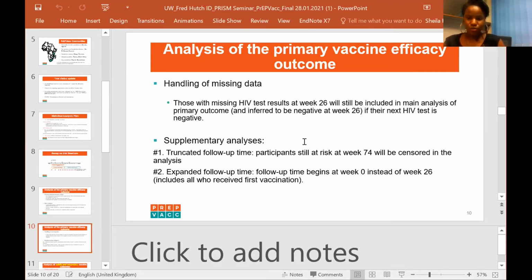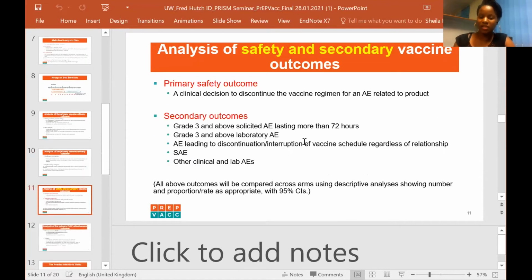And then we're also going to have a supplementary analysis, which will include all the data from week 0, including all the participants from week 0 with all their data. Follow-up begins at week 0 instead of 26, and we assess them to see when they seroconvert and if there's a difference in the two arms. So this would include all the participants who received any vaccination.